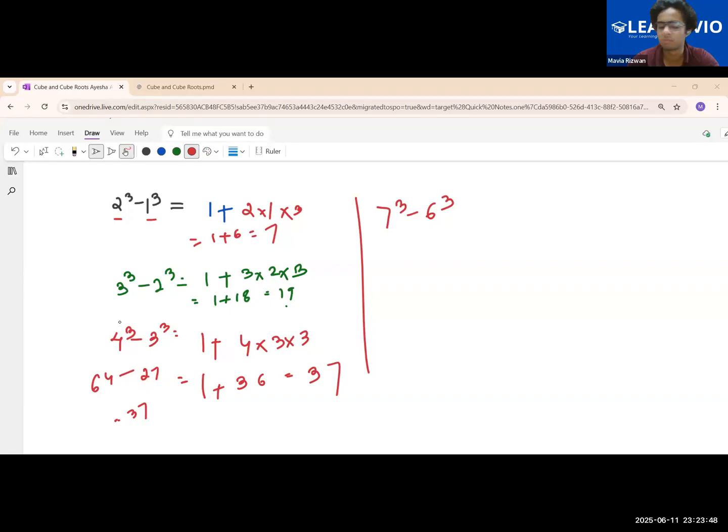Sir, 127. This is coming 127. 1 plus 7, 3, 7 6s are 42 into 3. This is 1 plus 7 into 6 into 3, right? So 7 6s are 42, into 3, that is 126. Yes, correct. 126 plus 1, 127. Good, Aisha.